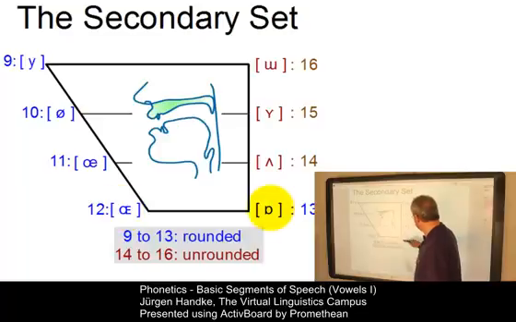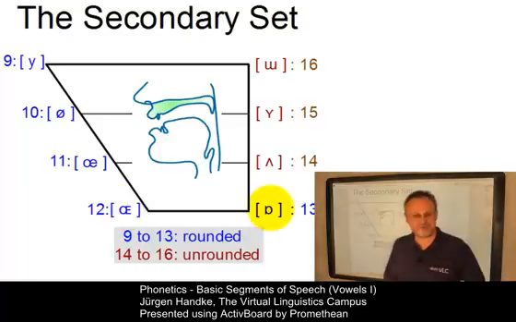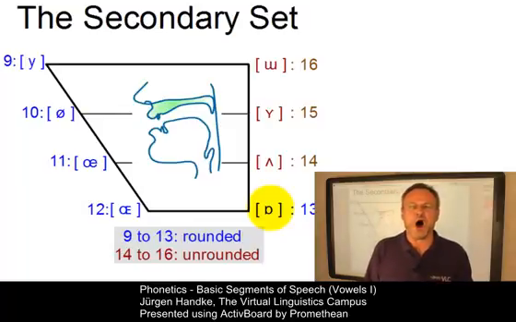And here is cardinal number 13. First of all, the back vowel, cardinal number 5, would be [ɑ], and [ɑ] with rounded lips.